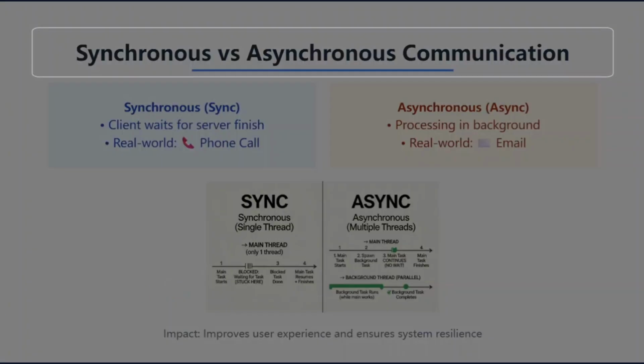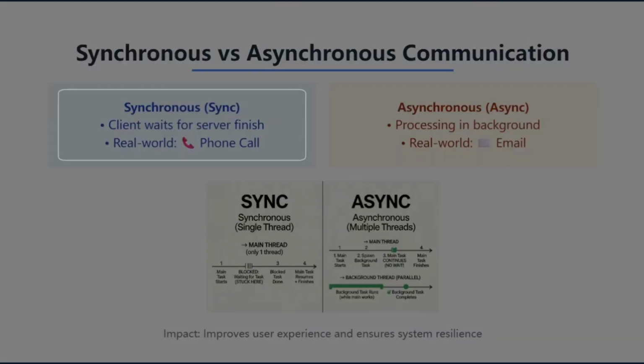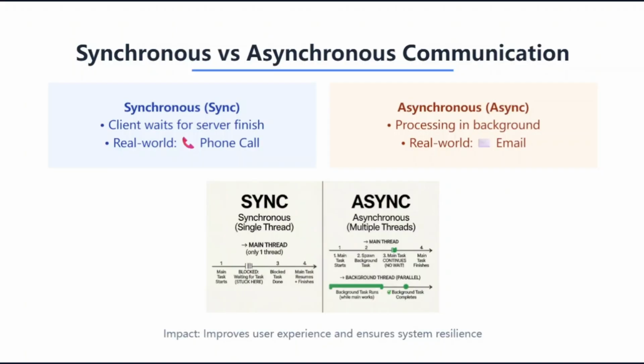Building on what we just covered regarding API protocols, it's time to talk about the rhythm of how these messages are sent. In back-end engineering, understanding the difference between synchronous and asynchronous communication is absolutely vital. First, let's look at synchronous, or sync, communication. In this model, the client sends a request and then waits, literally blocking any further action until the server finishes its work and sends a response back. Think of it like a phone call. You can't really do anything else while you're waiting for the person on the other end to answer and give you the information you need.